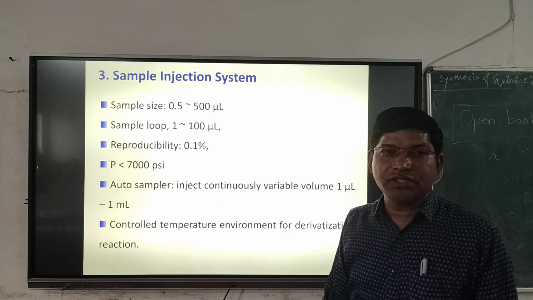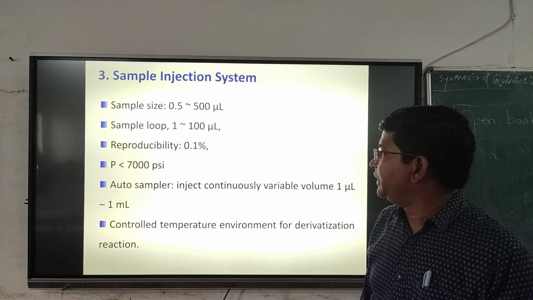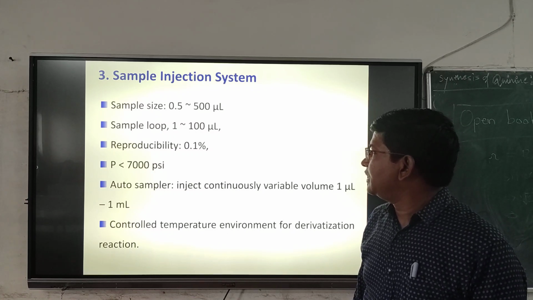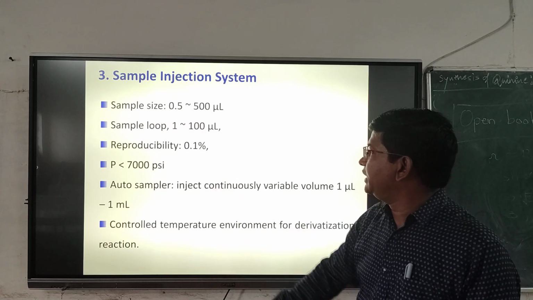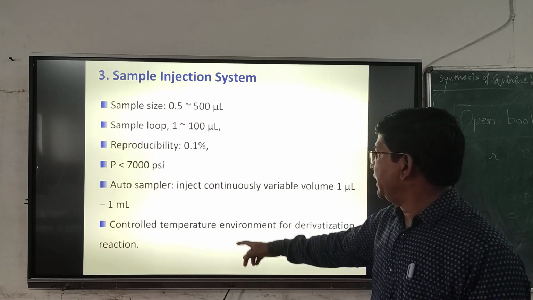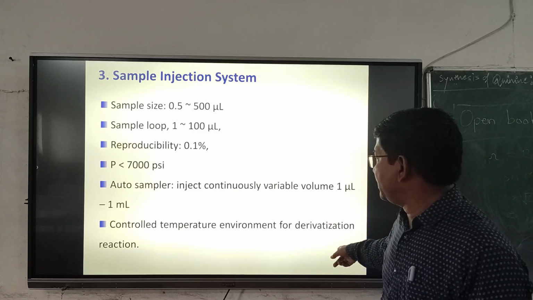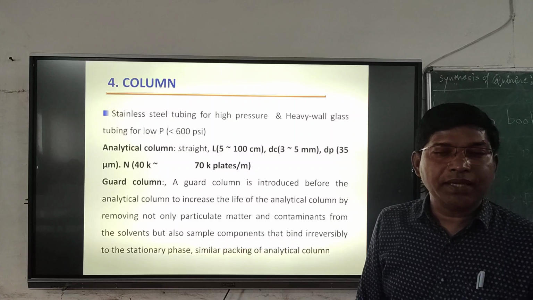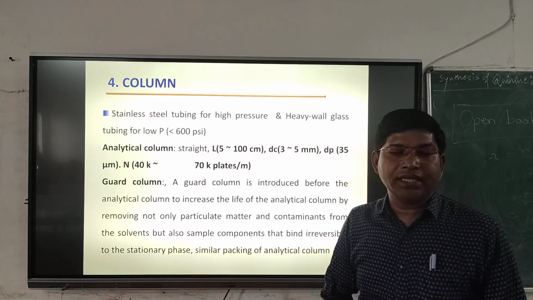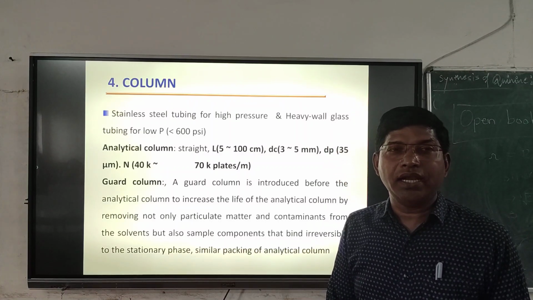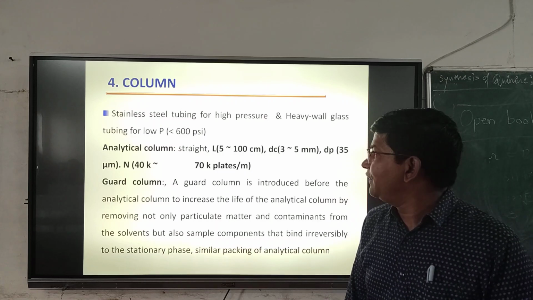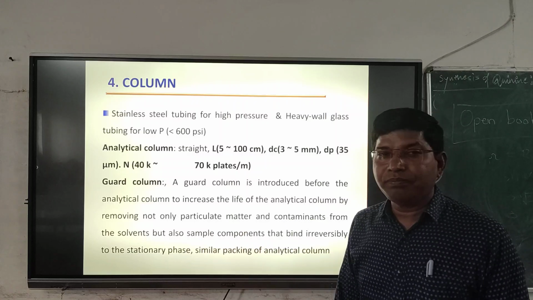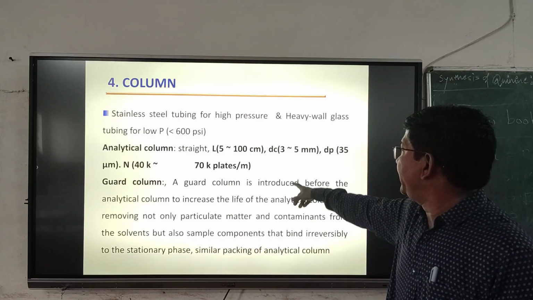Reproducibility is 0.1%, and pressure is less than 7,000 psi, and this is the autosampler, a controlled temperature environment. Then the column. There are 2 types of column. The first one is the analytical column, also called the main column, and we have a guard column.